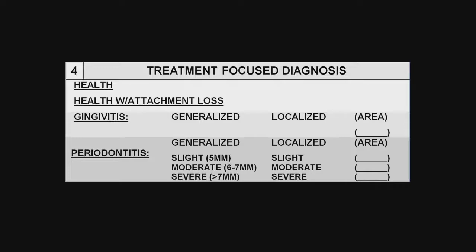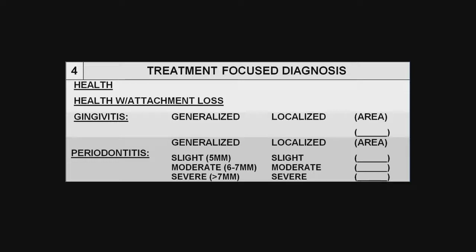But health with attachment loss has been somewhat controversial because this is where you have recession and attachment loss following periodontal surgery or other periodontal treatment. Health with attachment loss means there's an absence of inflammation, and this is healthy. However, if there's inflammation present with attachment loss, then this becomes a periodontitis.